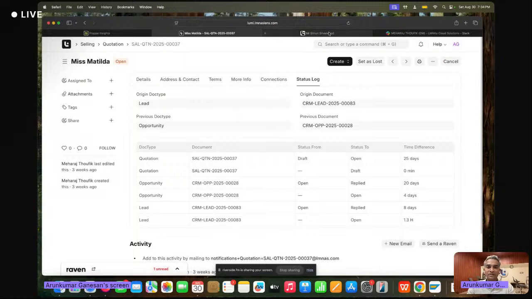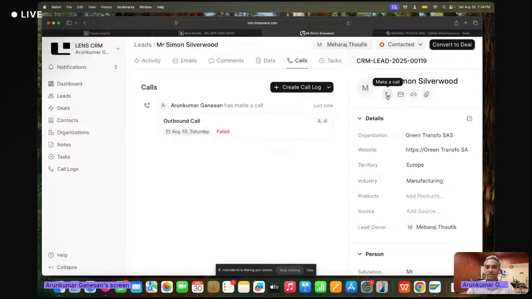So that's where Lumi comes into picture. So when we have seen the integration standpoint, Lumi and Lens is able to connect to the external systems, external channels. It's an omni-channel enabled system, right? So you could make calls, you could send mails or whatnot. You could send WhatsApp, and everything would be logged here in the system.